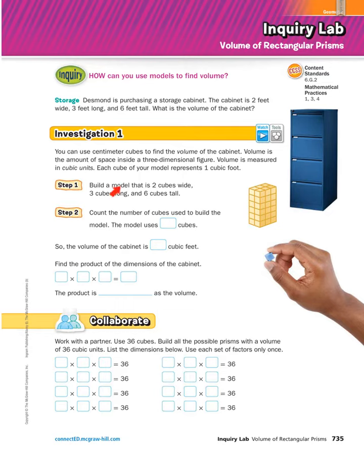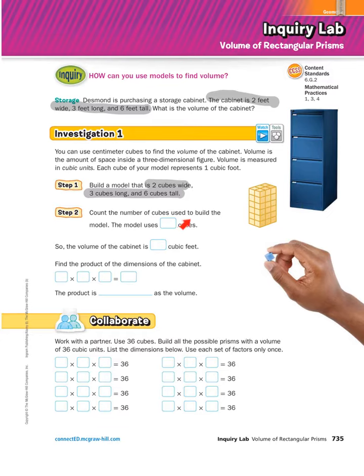So step 1, build a model that is 2 cubes wide, 3 cubes long, and 6 cubes tall. Remember up here, it said the dimensions of his cabinet were 2 feet by 3 feet by 6 feet. So that's why we're doing 2 by 3 by 6. And if you look over here, you'll see it's 2 this way, it's 3 this way, and it's 6 tall. They are the 3 dimensions.